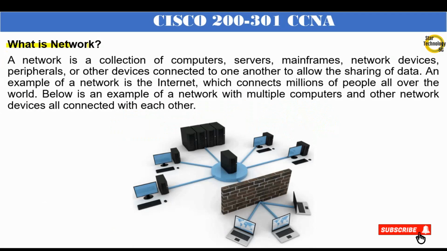What is a network? A network is a collection of computers, servers, mainframes, network devices, peripherals, or other devices connected to one another to allow the sharing of data. An example of a network is the Internet, which connects millions of people all over the world. Below is an example of a network, with multiple computers and other network devices all connected with each other. You can see in this figure, all servers, computers and laptops are connected with each other using networking.